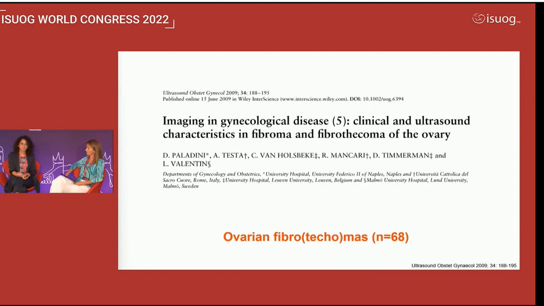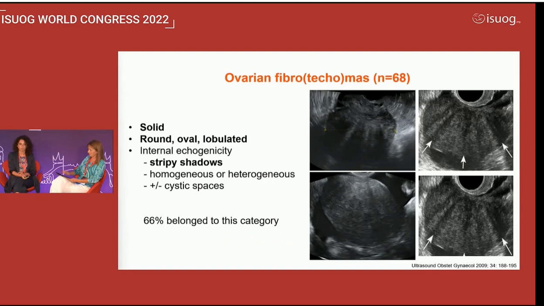And if we look at the series published in the pictorial paper, so 68 fibromas and fibrothecomas, these are the typical ultrasound features: solid, round or oval shape, lobulated but with regular walls, with these acoustic stripy shadows. And they can also have some cystic spaces. This is the most common appearance.